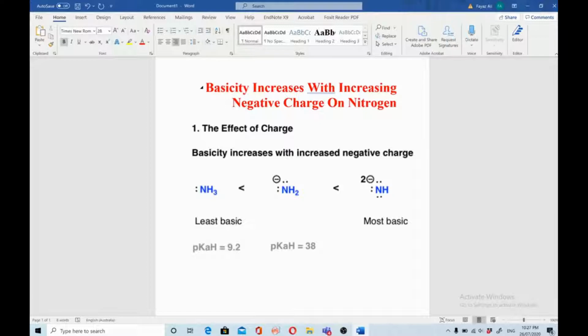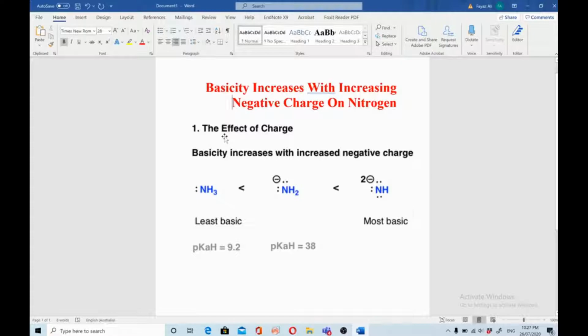This is a very short video. I will be talking about only one factor that can affect the basicity of molecules, that is, basicity increases with increasing negative charge on nitrogen. Okay, the effect of charge, that's the factor that I'm going to discuss.